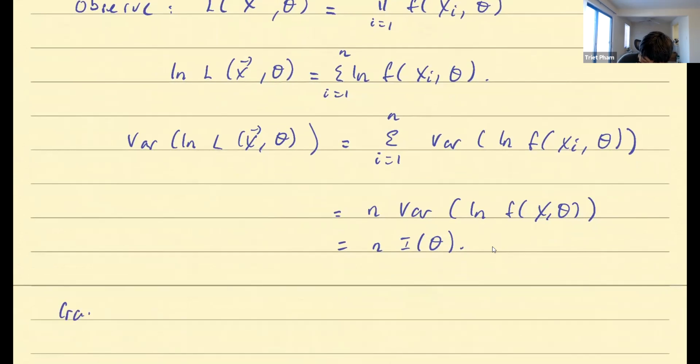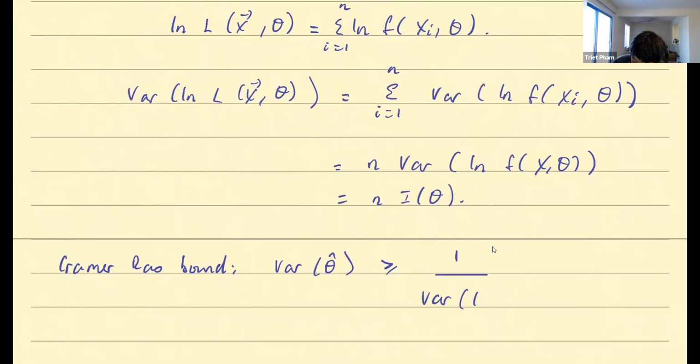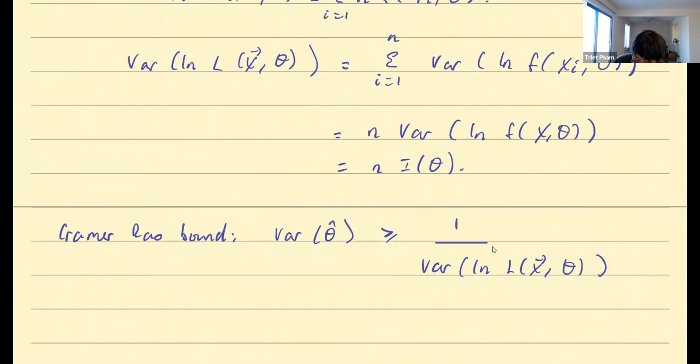So the Cramér-Rao bound says that the variance of theta hat is bigger than or equal to 1 over the variance of the log likelihood. Now it's maybe less mysterious, because it says the product of the variances is bigger than 1. But still, why would the product of two variances have to be bigger than or equal to 1 in this case?